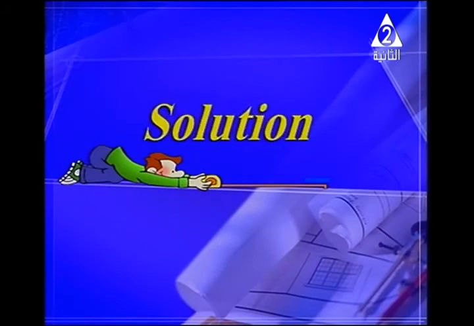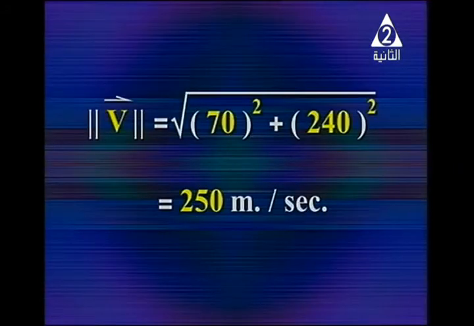Dear student, look at the solution. At first, we find the norm of the velocity. What is the norm of the velocity? It equals the square root of 70 squared plus 240 squared, the coefficient of i and the coefficient of j, which equals 250 meters per second. This is the norm of the velocity.